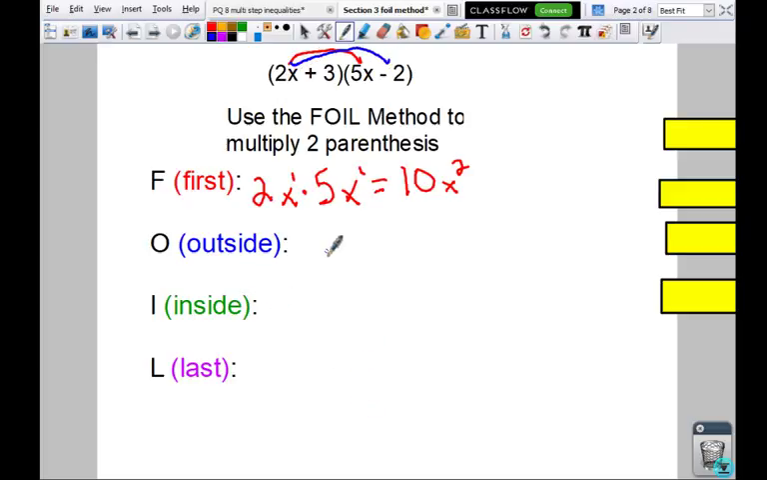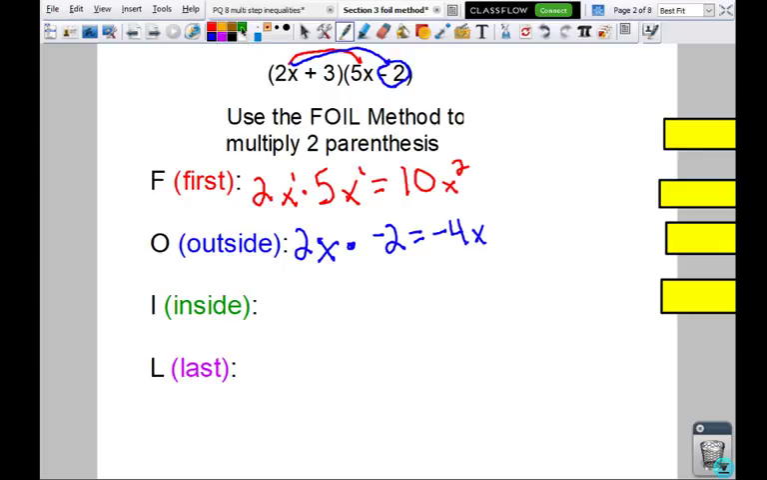Okay. We did first, then we're doing outside. My outsides are my two outside things. So I'm going to go 2x times, and we've got to be careful, because my outside number here, it's not just 2, it is negative 2. I've got to remember that's a negative. So I'm going to go 2x times negative 2, which is negative 4. I just put my x there. Negative 4x.